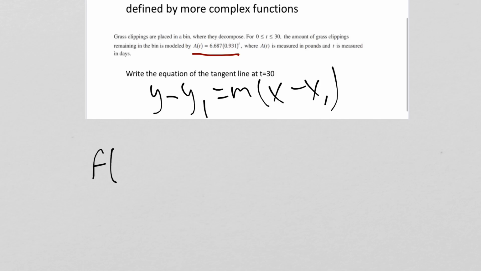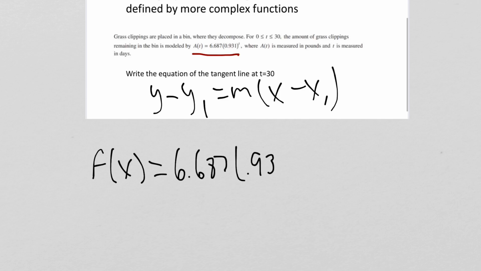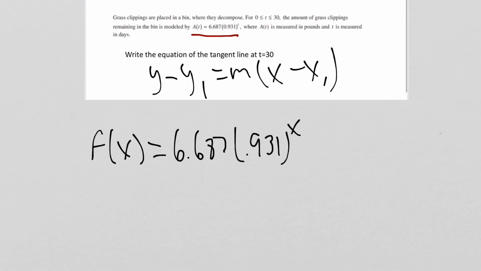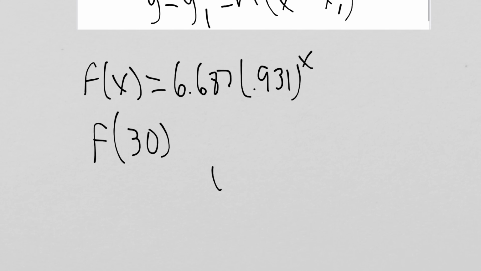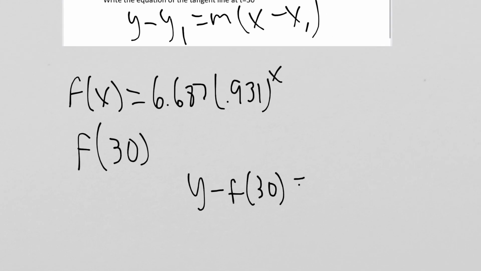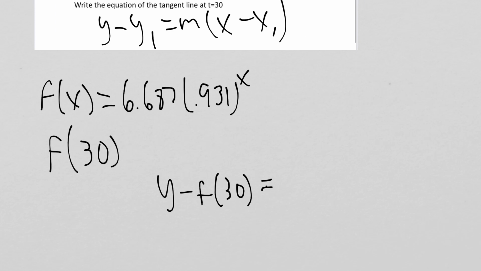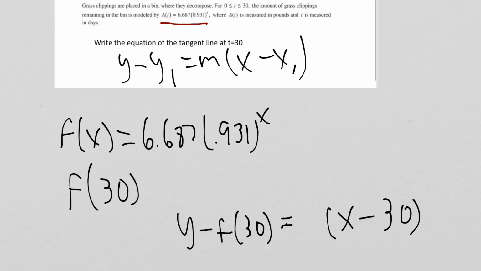But what I can do in Desmos is define the function as f of x equals 6.687 times 0.931 to the x power. Because then if I want to determine what the output is at 30, I can just write f of 30 and Desmos will calculate it for me. So if I'm going to write the equation of my tangent line, I'm going to do y minus f of 30, because that's going to give me my y1, equals, leave m blank for a second, times x minus 30 because our x value is equal to 30.